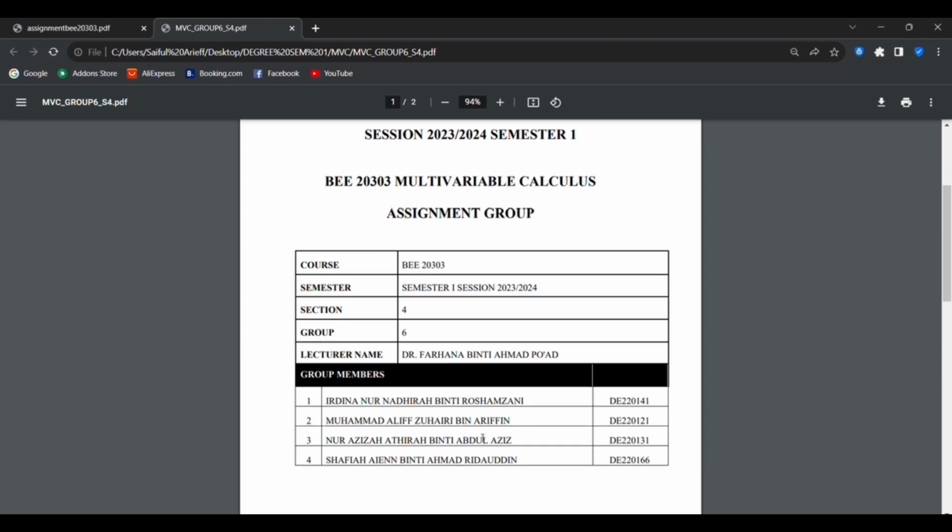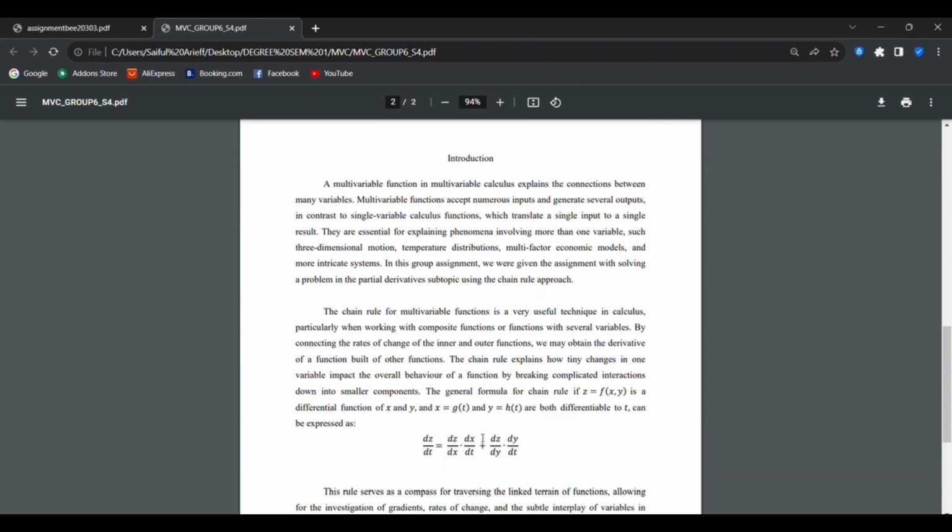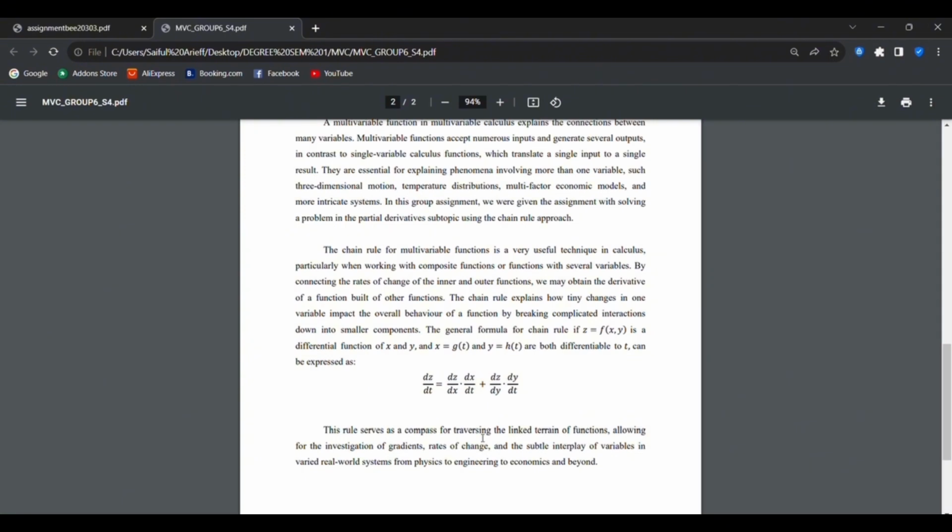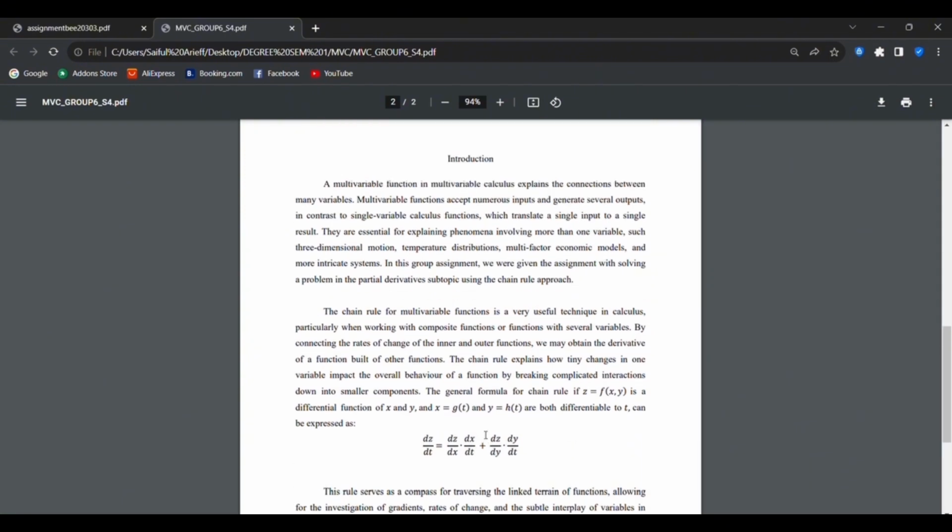Before going to manual calculation, I will present the introduction of the chain rule. The chain rule is one of the subtopics in partial derivatives, which is a very useful technique in calculus, particularly when working with composite functions or functions with several variables. The general formula for the chain rule: if z equals f(x, y) is a differentiable function of x and y, which are both differentiable in t, it can be expressed as below.